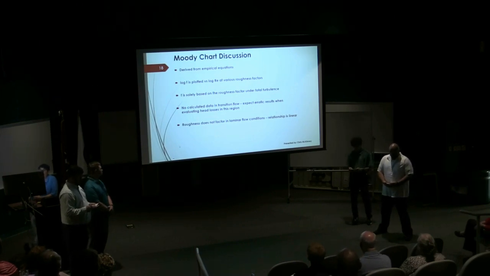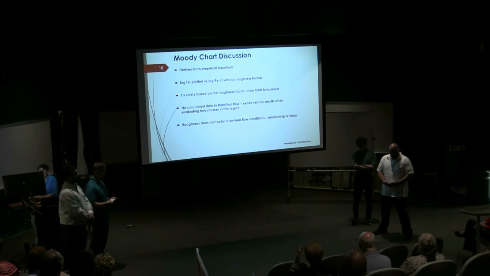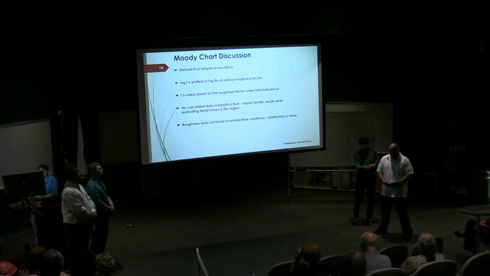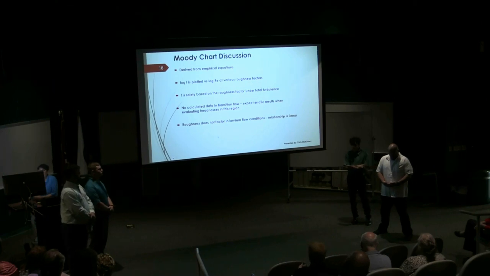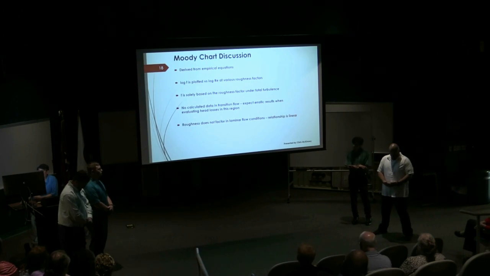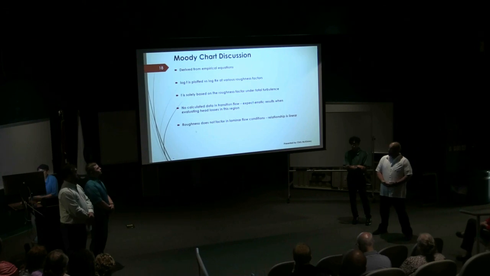In our summary for the Moody chart, it is derived from empirical equations. The log of f is plotted versus the log of the Reynolds number. It does vary with roughness factors, while f is solely based on the roughness factor in the complete turbulence regime. There is no calculated data in transition flow. We did expect erratic results, as we generally don't operate there, as we stated before. The roughness does not factor in laminar flow. It will always be the same, 64 divided by the Reynolds number.